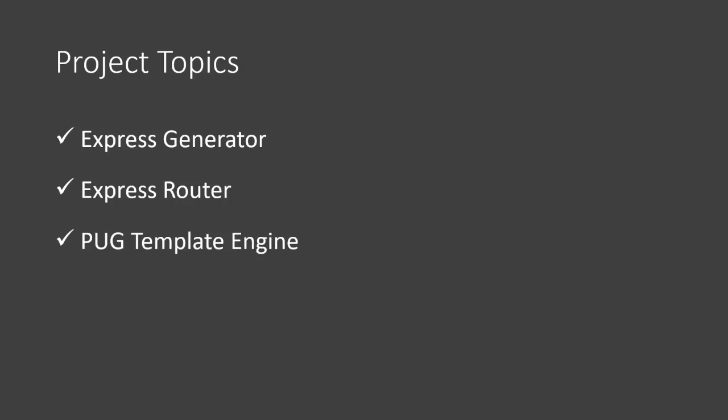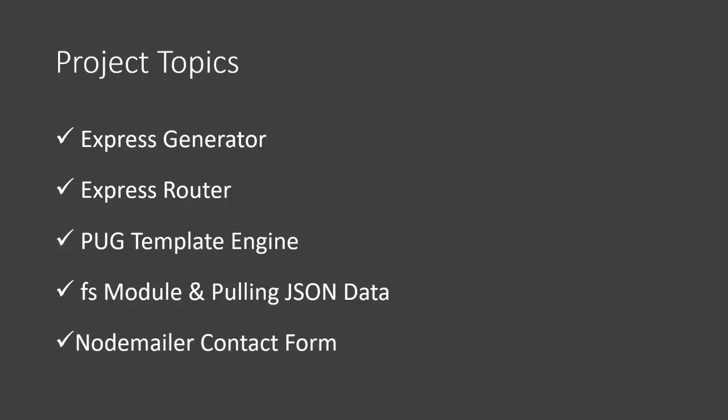We're going to look at the Pug template engine, which has a completely different syntax than standard HTML using indentation. We're going to look at the FS module so that we can pull in data from a JSON file and put that into our services template. And we're also going to install Node Mailer, and we're going to set up a contact form. Alright, so let's go ahead and get started.